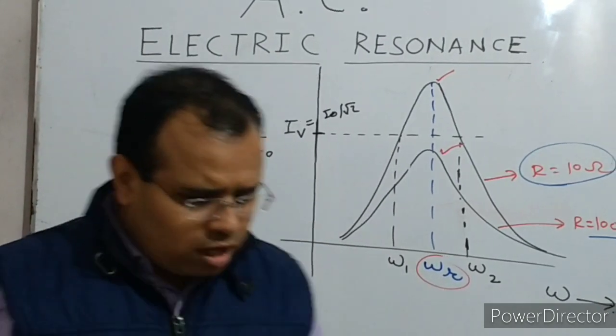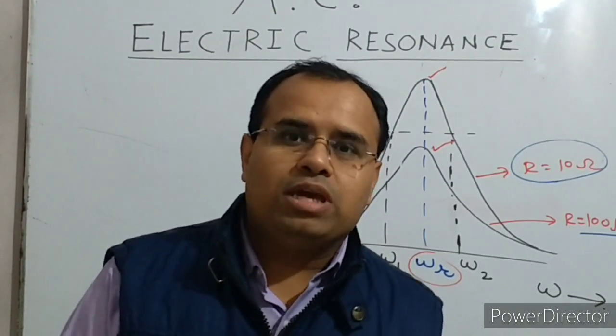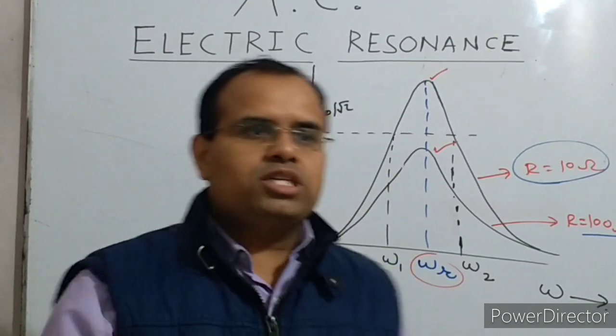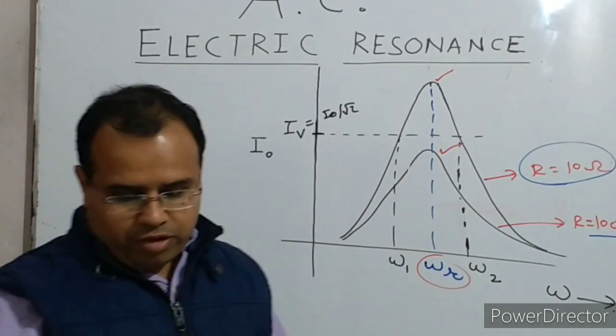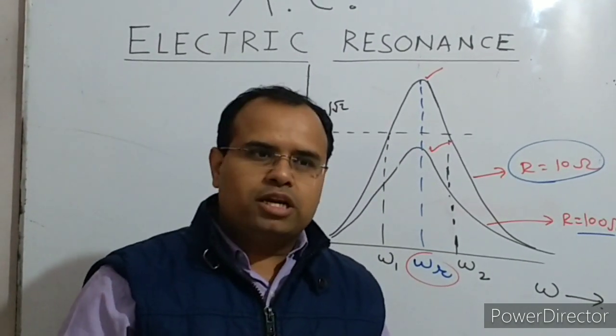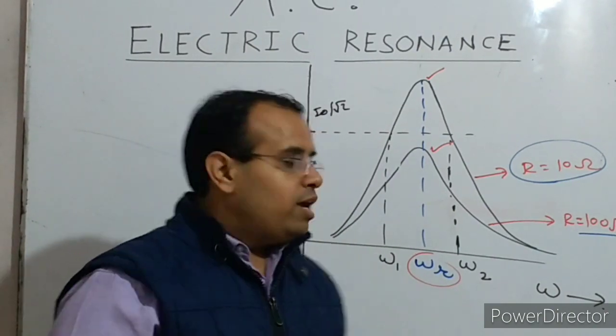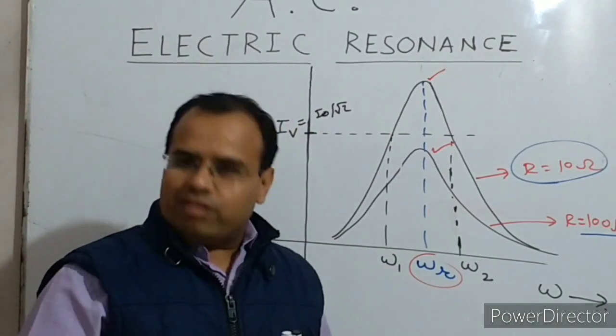The circuit responds. Now, this type of circuit is said to be an acceptor circuit, because it is accepting a particular frequency. So that's why such a circuit is said to be an acceptor circuit. It is accepting a particular frequency.